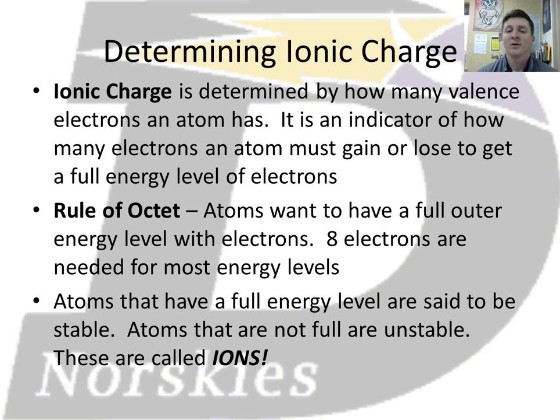All right, so atoms want to have a full outer energy level with electrons all the time. They want to be what we call happy atoms and be stable. So 8 electrons are needed for most energy levels. The only exception to this rule is energy level number 1, which you only need 2 electrons to be full. Atoms that have a full energy level are said to be, again, stable. If they are not full, they are unstable atoms, or what we call a charged atom, and we call these ions.